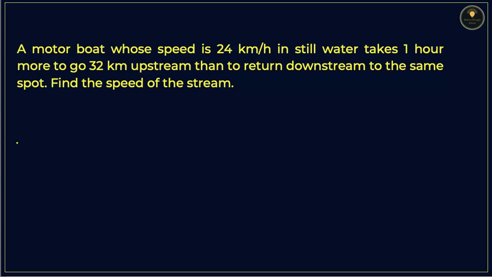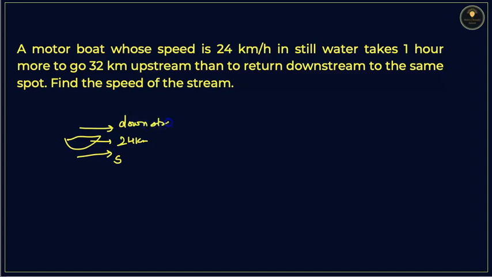There is a motor boat whose speed is given as 24 km per hour. And there's a stream of the river which is going in this direction, and the speed of that one is given as s. If the boat is going in this direction, we say we are going in the downstream direction.